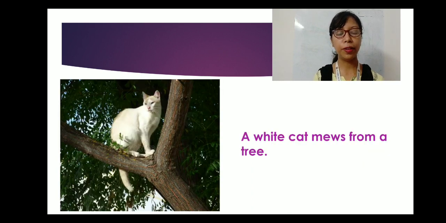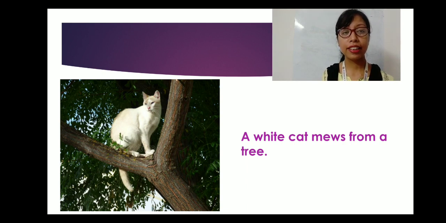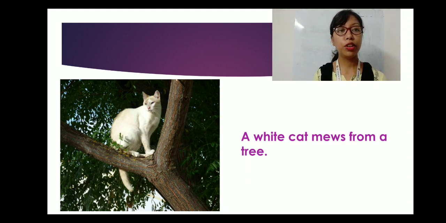As you can see here, the cat is on a tree, right? So where is the cat? A white cat mews from a tree. Here we have added from a tree, right? The detail from a tree has made the sentence quite lengthy. So a white cat mews from a tree. Initially we had only 2 words, a cat, and from a cat till now we have got a white cat mews from a tree.